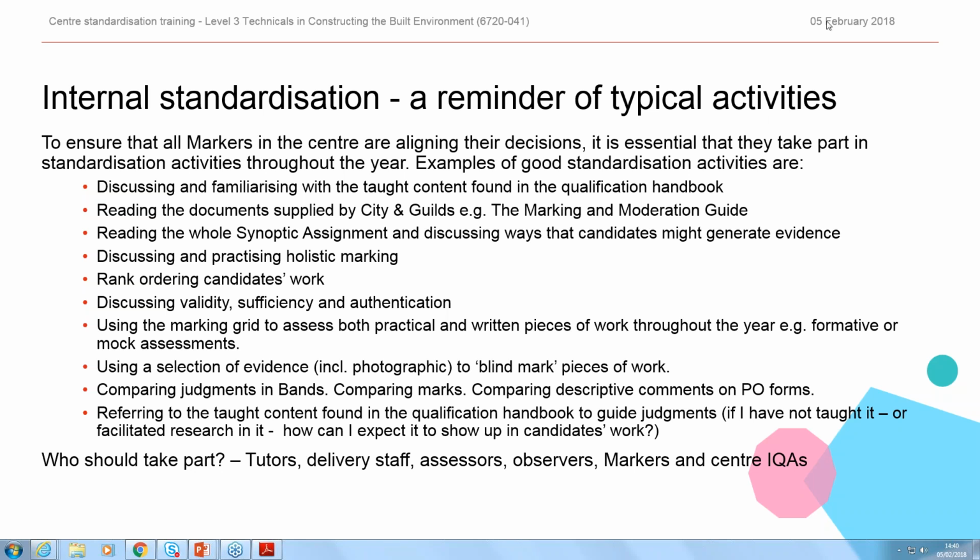The one thing I would say that I don't think has been mentioned yet is that we finally have the marking grids, so they are a constant factor.